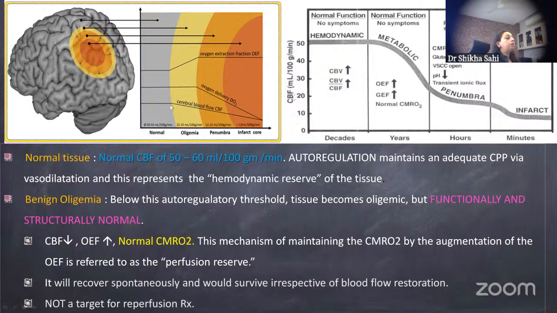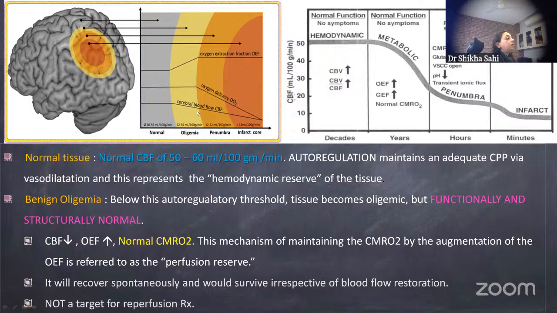So then if the cerebral blood flow declines further, this leads to a region of oligemia. Oligemia means that the cerebral blood flow has declined, but the oxygen delivery to the tissues is maintained because the oxygen extraction has increased. So this area is functionally normal as well as structurally normal. It does not lead to any neurological deficit, and it is also not the target for our therapy.